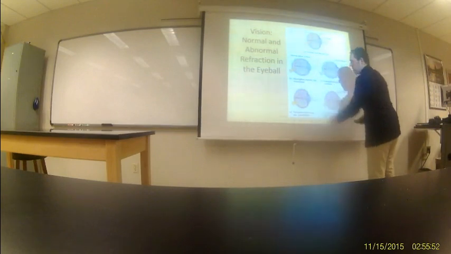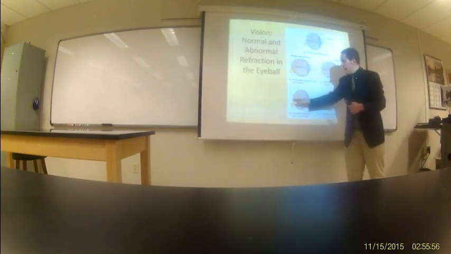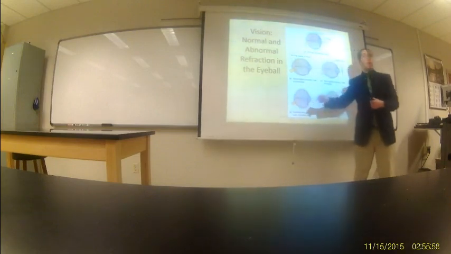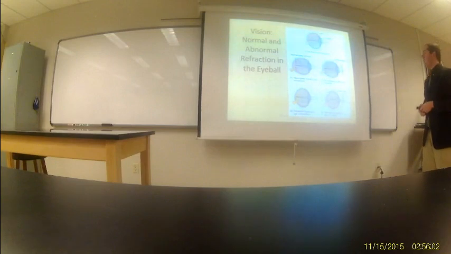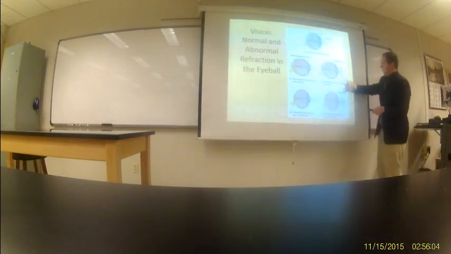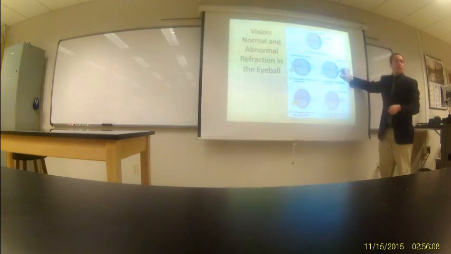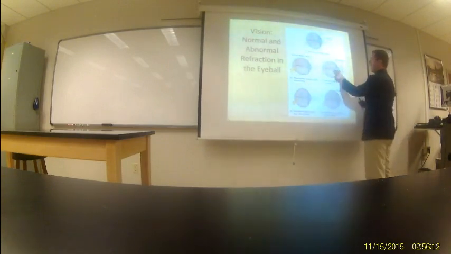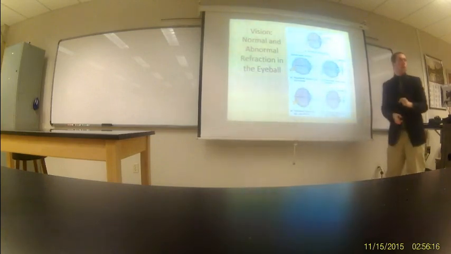For farsighted, your eyeball is too short. And so you're focusing back here. And so again, the light in different places is hitting in different locations on the retina. If you get contacts or glasses, you bend the light before it hits here. And so now, the two lenses combined focus the light right on the retina.